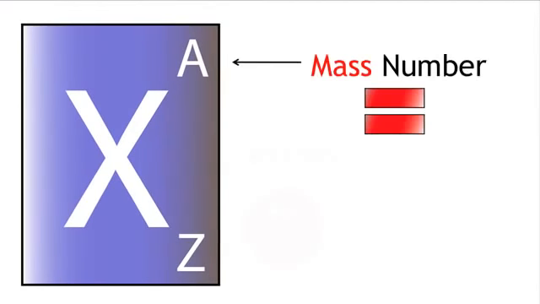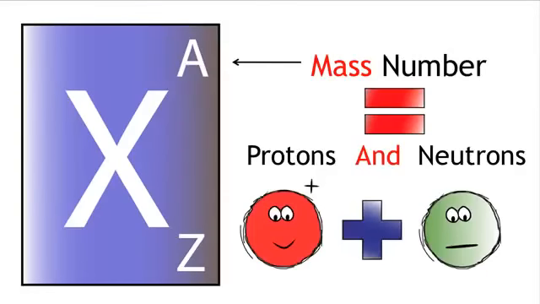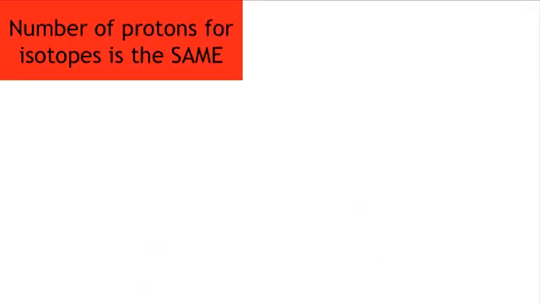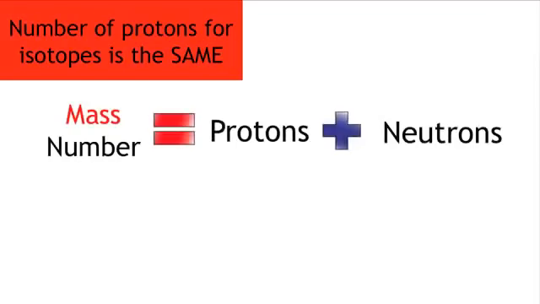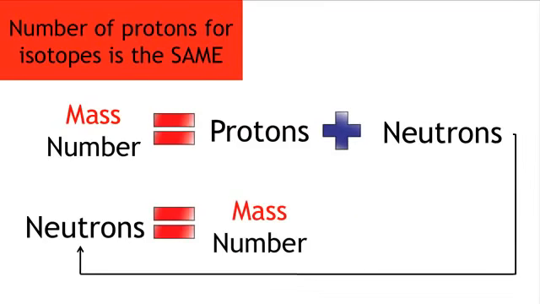Remember, mass number equals number of protons plus number of neutrons. And the number of protons in each isotope is the same. Therefore, we can rearrange this formula to calculate the number of neutrons in each form. Neutrons equals mass number minus protons.